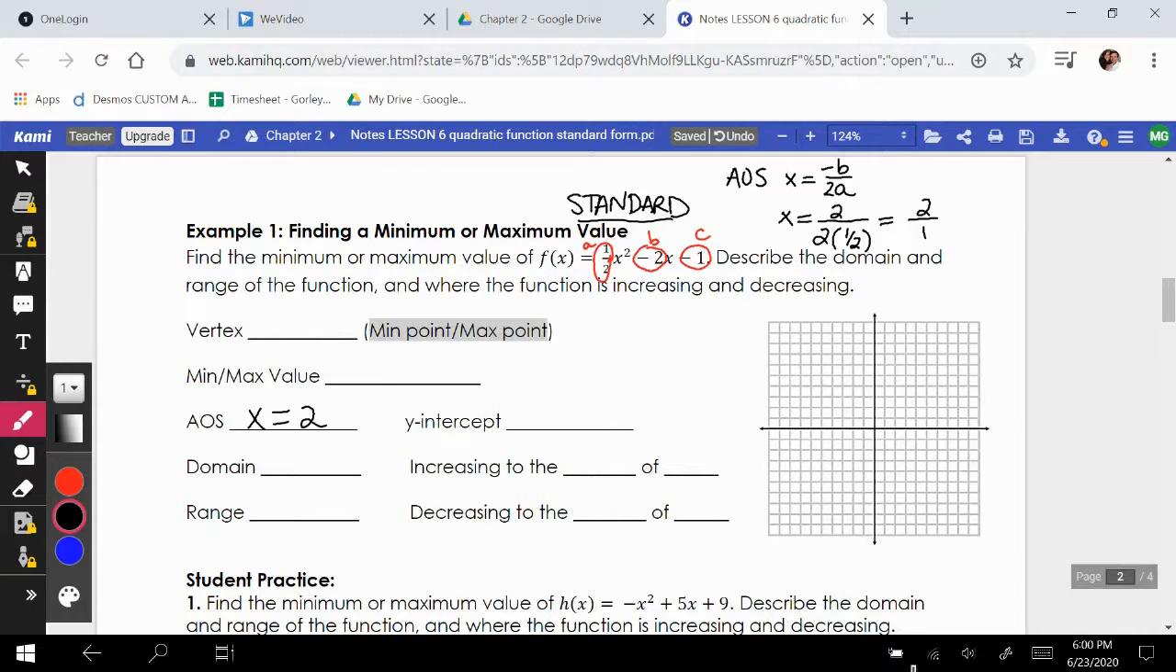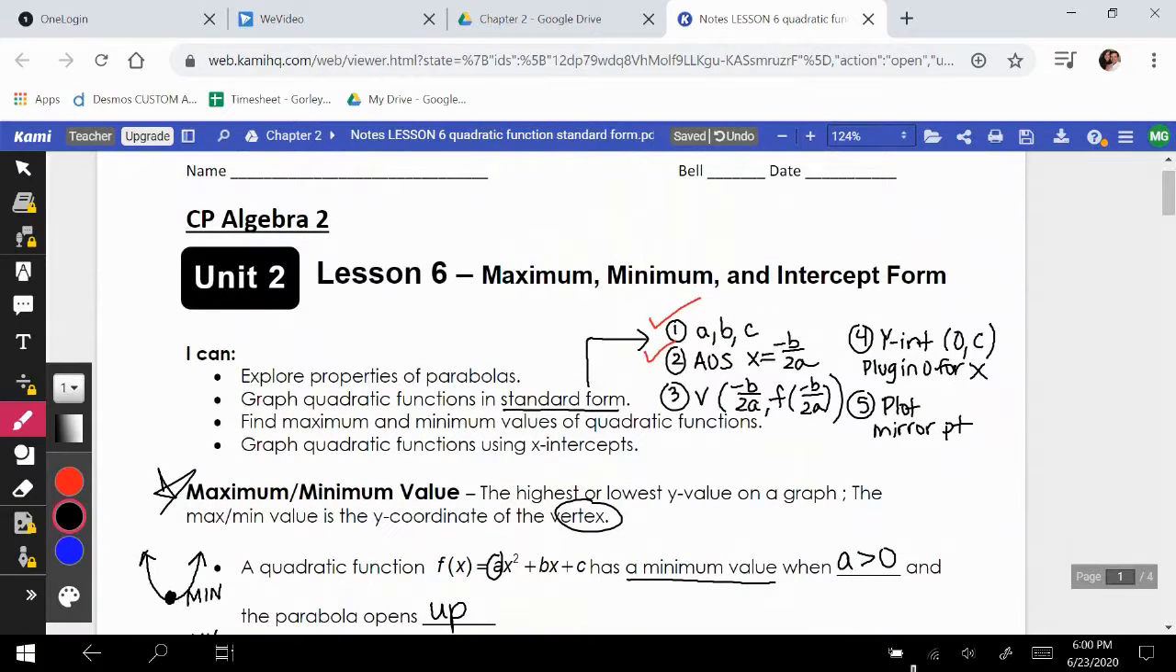All right, graphing that, it's going to be a vertical line through the x value 2. All right, my next step is to find the vertex. Remember, to find the vertex, we use the same x value as the axis of symmetry.